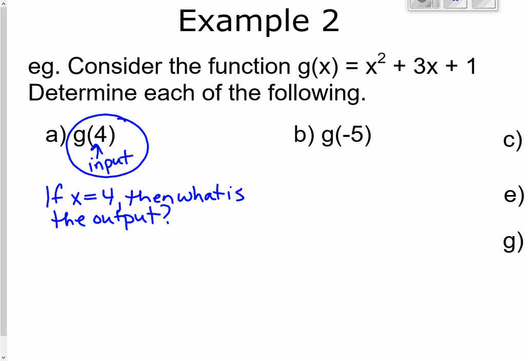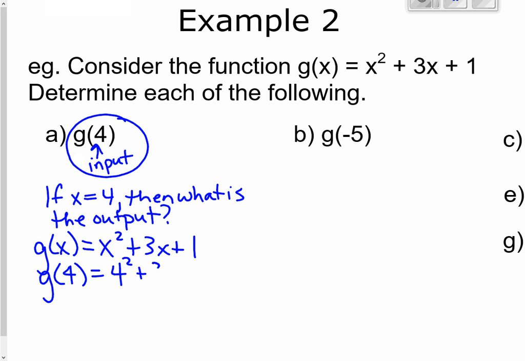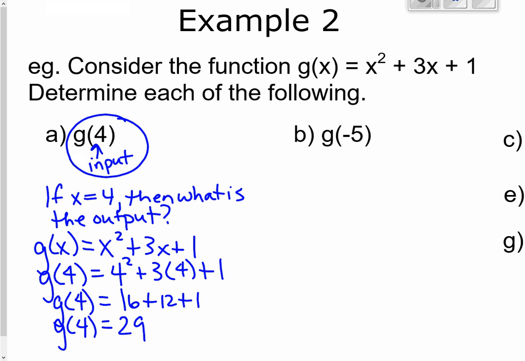Which means I'm going to go to my function, this g of x function, x squared plus 3x plus 1, and I'm going to find g of 4. I'm going to go wherever there is an x, and I'm going to replace it with a 4. 16 plus 12 plus 1, which is 29. 16 plus 12 is 28. 28 plus 1 is 29, which means all that means is that my input was 4, my output is 29. Okay, that's what that means.